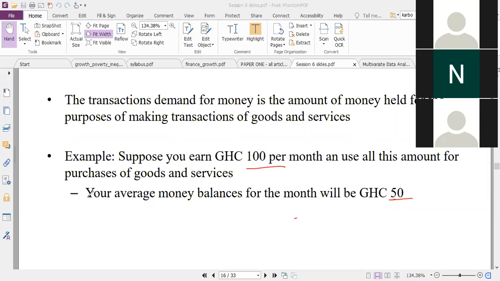So I told you that we wrote your average money balance for the month will be 50. So how do we get the average? The average is the 100 plus the amount you have left after spending, which is basically zero, all over two. We just have two numbers here, one, two. If it was three, it would be all over three, four, all over four. So looking at this, we just have 100 divided by 2, which is 50.